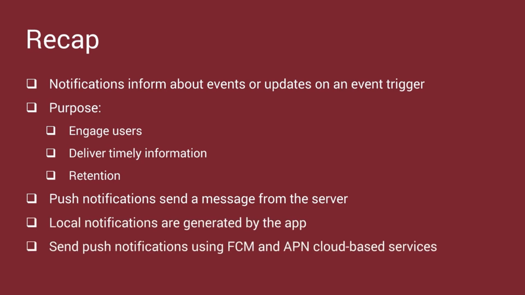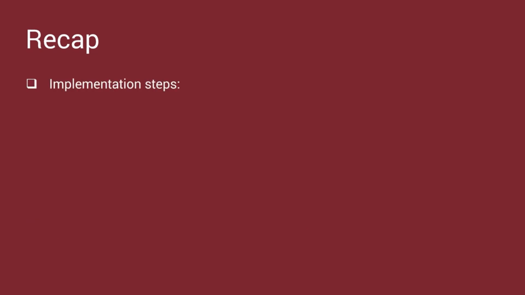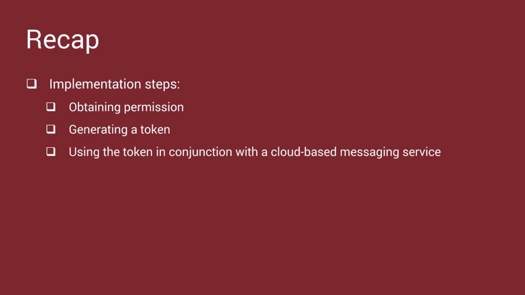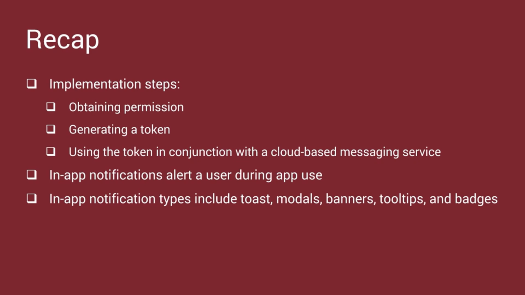Firebase Cloud Messaging and Apple Push Notification are cloud services that allow developers to send push notifications to user devices. The 3 steps when implementing push notifications include obtaining permission, generating a token, and using the token in conjunction with a cloud-based messaging service. In-app notifications alert a user during app use. Types of in-app notifications include toast, modals, banners, tooltips, and badges.